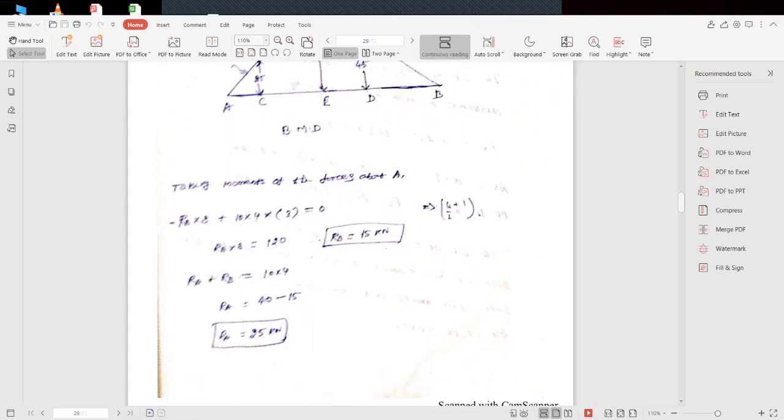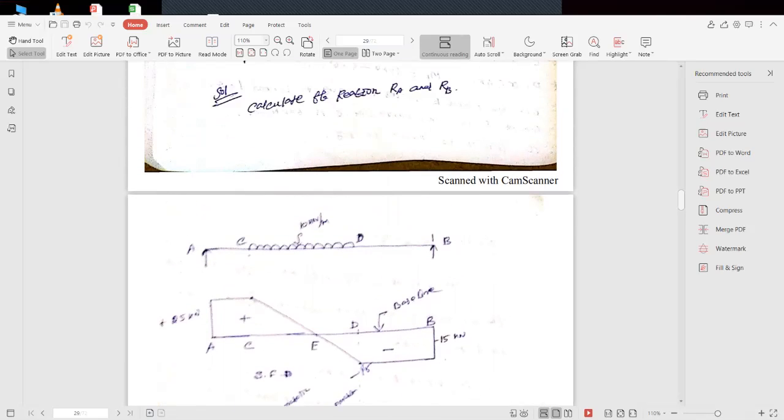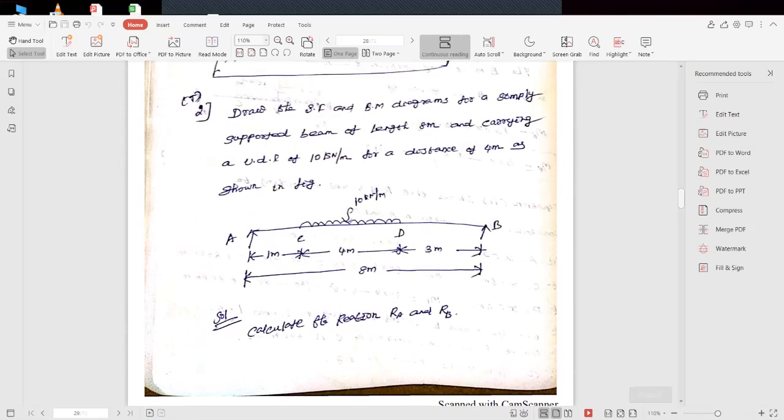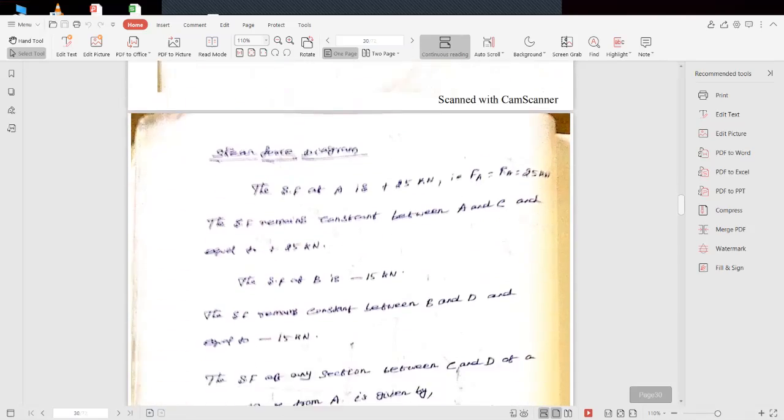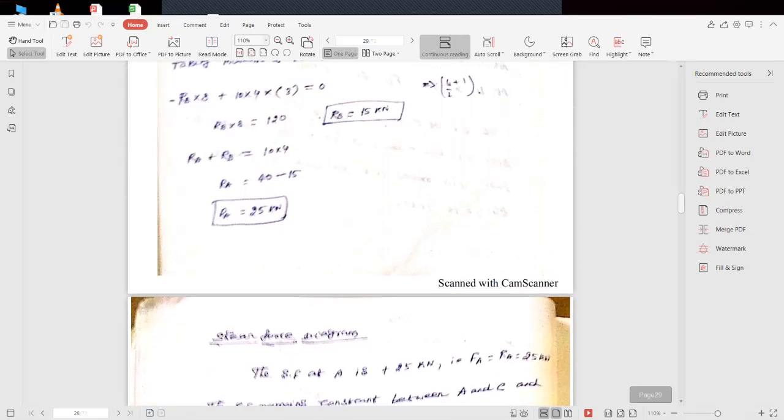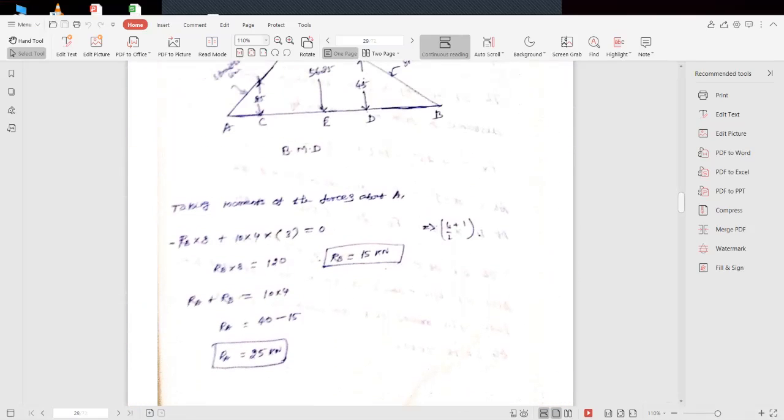Then another equation you have is RA plus RB is equal to, sum of the upward force will be equal to sum of the downward force. What is the sum of the downward force? The UDL converted to the point load, that is 10 into 4, which is the downward load, 10 into 4 is 40. So RA plus RB will be equal to 40, right? Therefore, RA will be equal to 40 minus this RB value, 15. Therefore, 40 minus 15 is 25 kilonewton. Therefore, RA is 25 kilonewton, RB is 15 kilonewton.